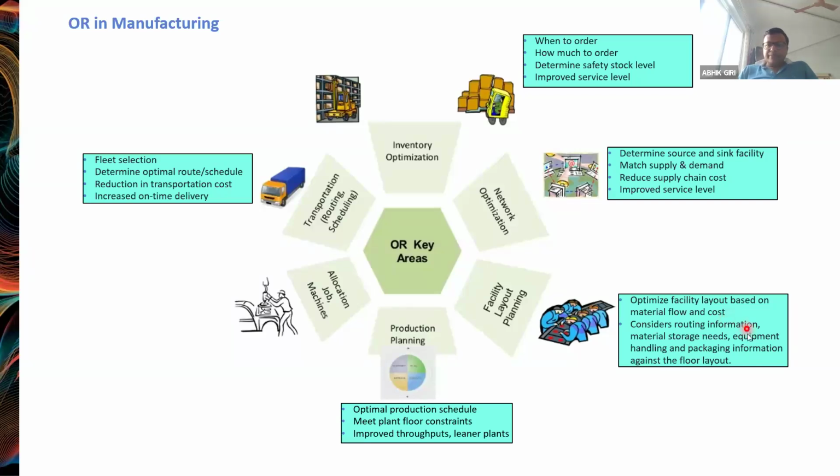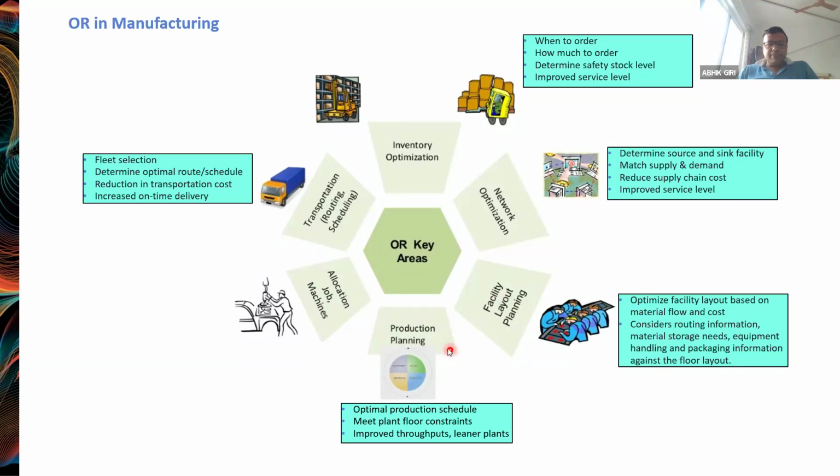So there we consider information. We look at aspects like routing information. Sometimes material needs to be stored because the downstream machine might be busy, so there should be adequate storage space, and then equipment handling and packaging information. So this is one kind of problem where we use optimization.